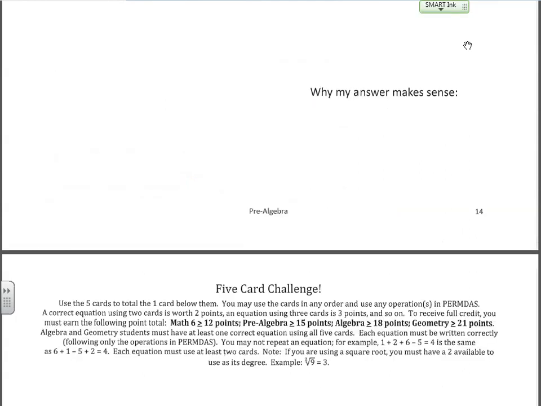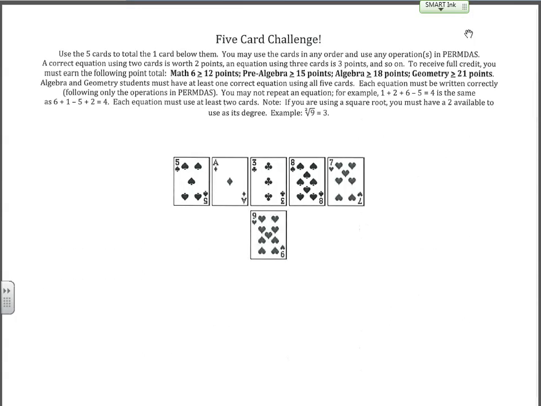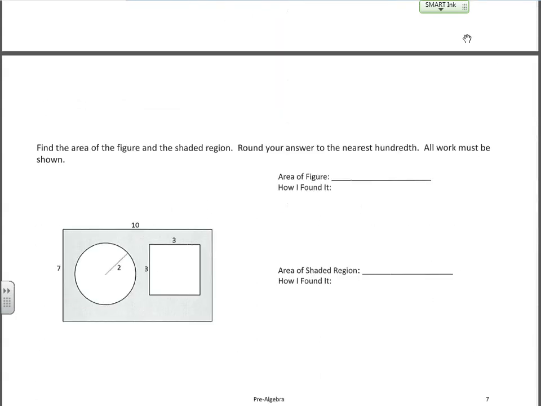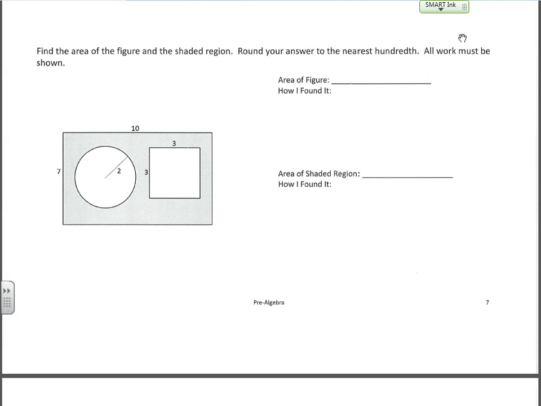Then we have the 5-card challenge. No real challenge here when you got that 1. Okay, you can use that in so many different ways to get what you want or get more points, because you can multiply something by 1, divide by 1. You could take something to the power of 1, and it's not going to change the value of that number. So a very handy dandy ace there to help you with this one. Next up, we have find the area of the shaded region.